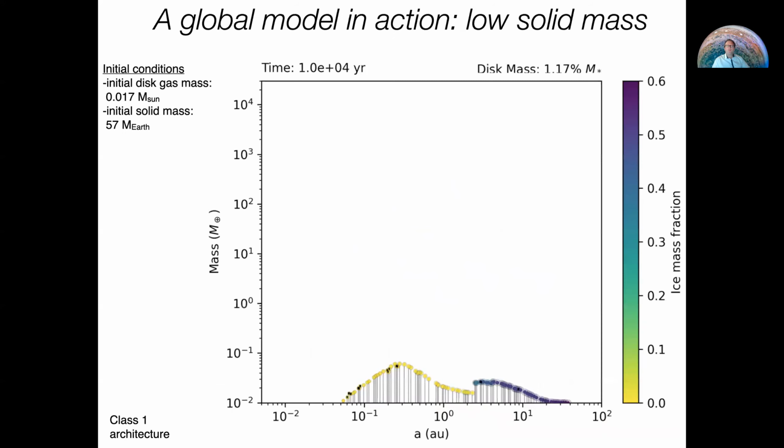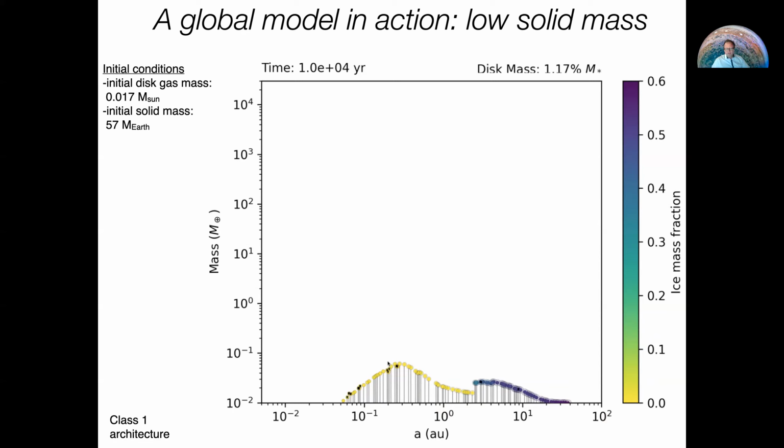It's of course very interesting to see how such a global model behaves. How does it indicate that such a planetary system comes into existence? We can do this by studying how these initially 100 planetary embryos grow, migrate, and interact as a function of time. So here we start at t = 10⁴ years with the following initial conditions: a 1.7% solar mass gas disk and 57 Earth masses of solids, and this corresponds to a low solid mass.